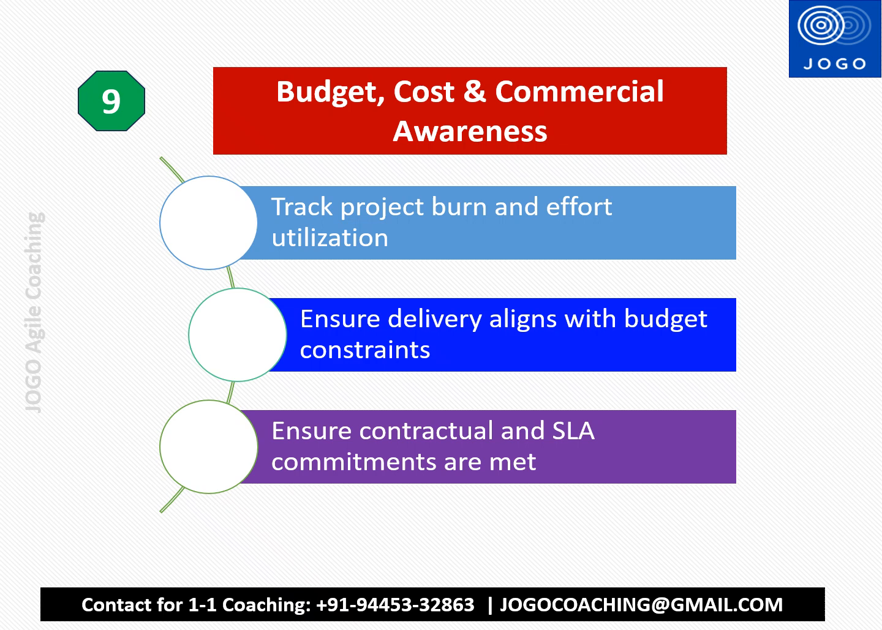The ninth focus area of the Agile Project Manager is budget, cost and commercial awareness. The Agile PM will track the budget burn. Budget burn means the spending of the budget and the effort utilized by the team, okay, that the efforts will be billed to the clients or to the projects. So the effort utilization of the team and how much amount is spent by the team every month will be tracked and reported by the Agile Project Manager.